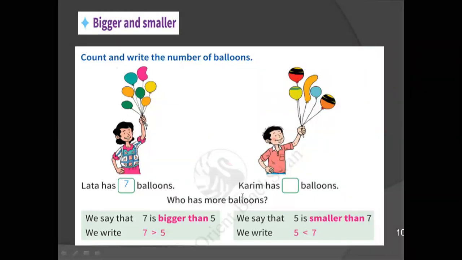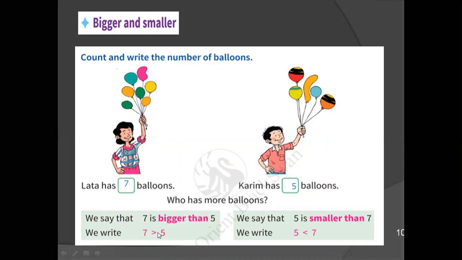Yes. Now Karim. Karim has how many balloons? We will count. 1, 2, 3, 4, 5. How many balloons does Karim have? Yes, he has 5 balloons. Who has more balloons now? Lata or Karim? Lata has 7 and Karim is having 5. Which is bigger? We say that 7 is bigger than 5. Right? 7 is bigger than 5.